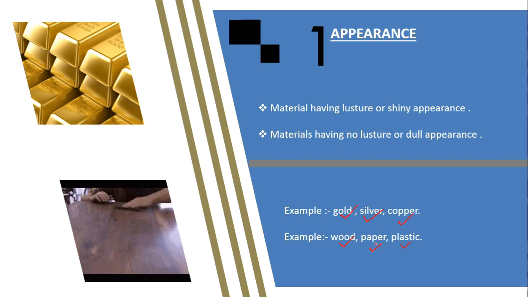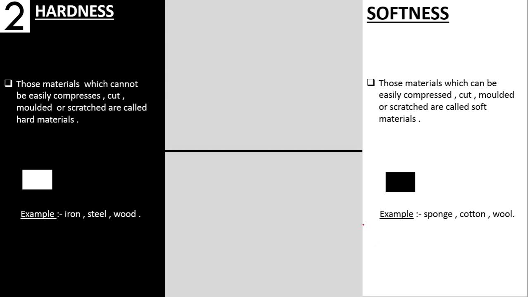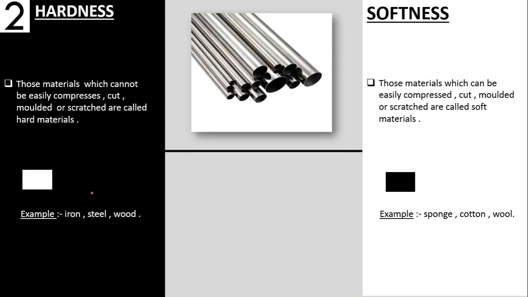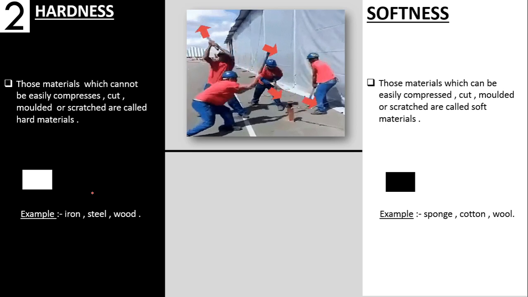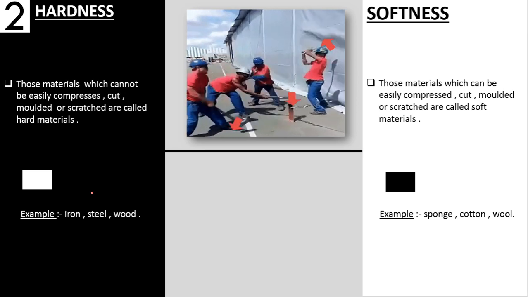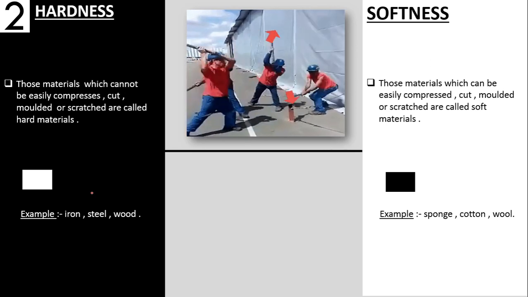Now the second one is hardness or softness. On the basis of their hardness or softness, the materials can be divided into two groups. The first one is those materials which cannot be easily compressed, cut, molded or scratched, called hard materials. Example: iron, steel, wood.